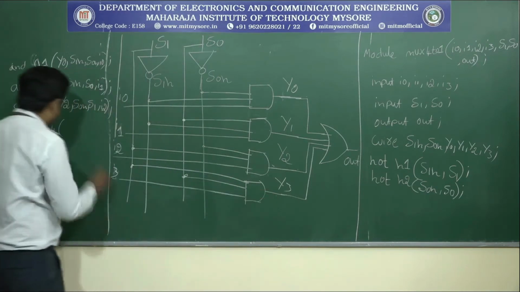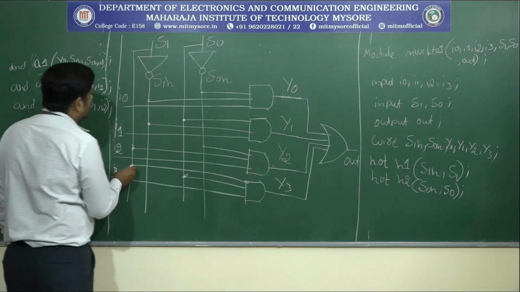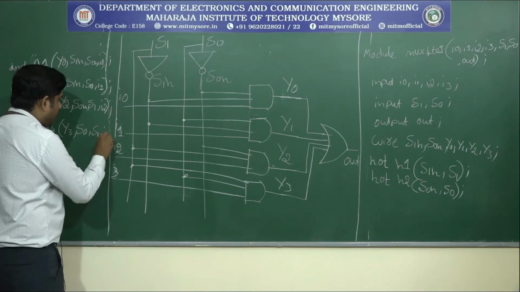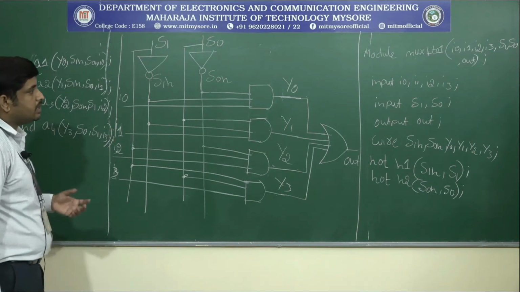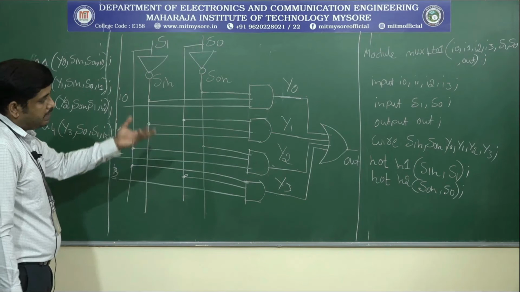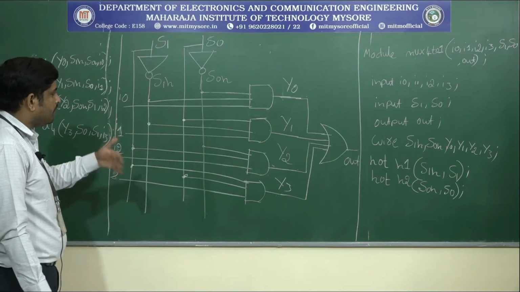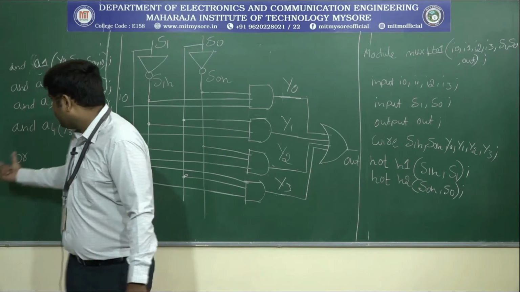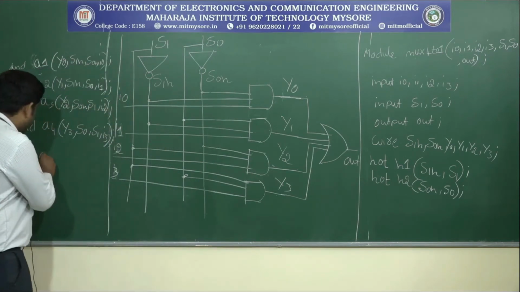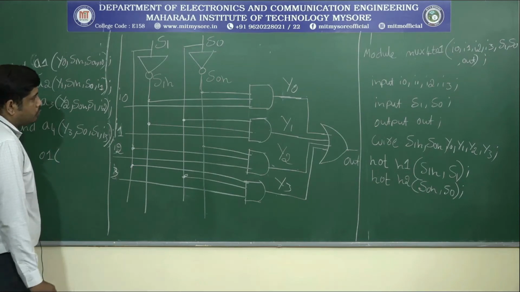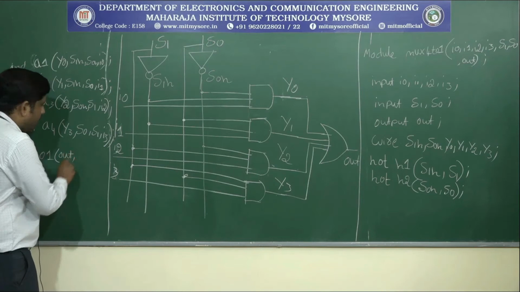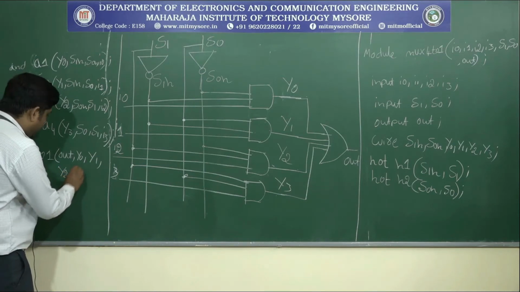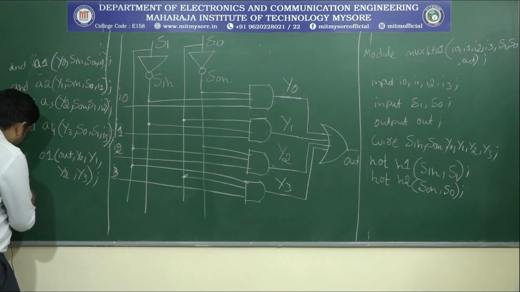Next, for the last one, AND A4. For AND A4, Y3 is the output. Then what are the inputs? S0 and S1, then one more input I3. Right? So these are the instances regarding the AND gate. So one more gate is there, that is the last one, the OR gate. So we have to write the instances for the OR gate. OR is a predefined word, then you name it as O1. Then what are the inputs and outputs? Obviously first we have to write the output, that is out, then inputs Y0, Y1, Y2, then Y3.